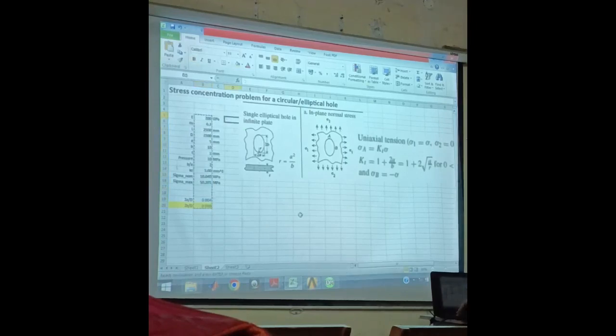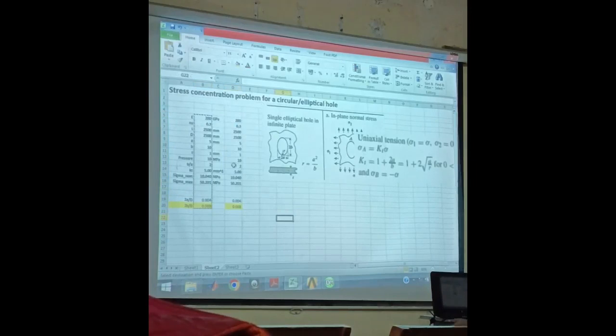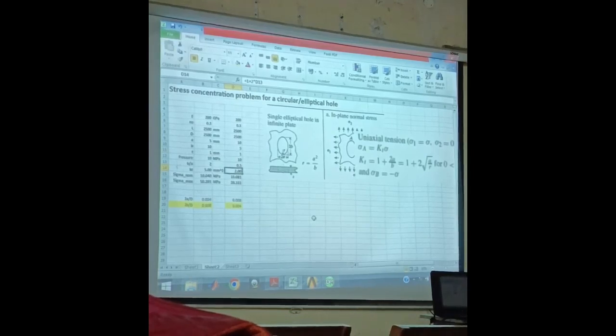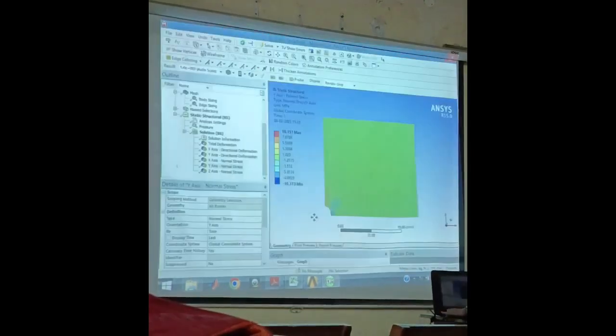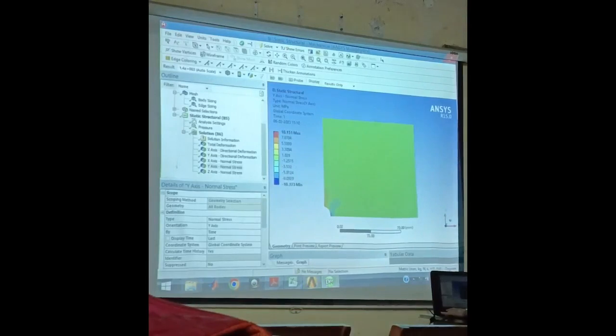I am putting here, and let it be this A and B I am interchanging, or it is 10 and 5. Then KT is 2. I am interchanging. KT is 2. Let me check it.